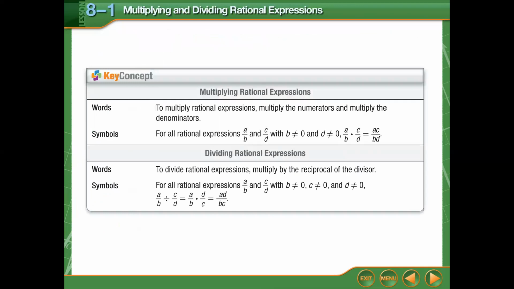So here we have multiplying rational expressions. A couple rules just to help us out. When we multiply, it's the same as when we multiply fractions. We multiply across, top and bottom. When we divide, we keep our first fraction, flip the second, and then multiply across. The rules for multiplying and dividing rational expressions are the same as multiplying and dividing fractions.